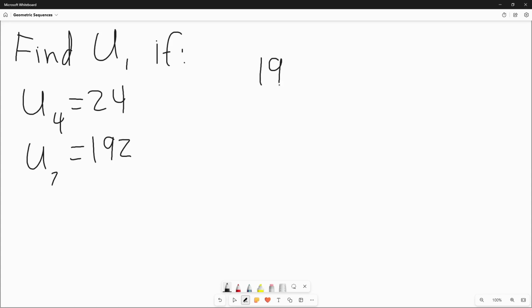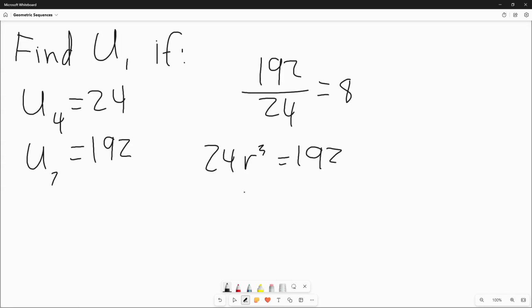Let's do 192 divided by 24 first. This is equal to 8. But since these two terms are 3 terms apart, this means that 24 times the ratio, again times the ratio, again times the ratio is equal to 192. So this means the ratio cubed is equal to 8. And we take the cube root of 8, which is 2. So the ratio is equal to 2.